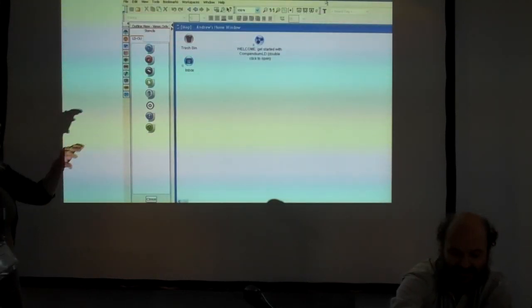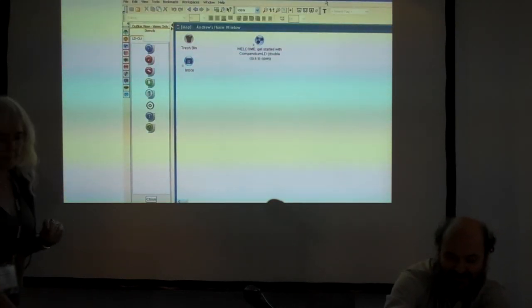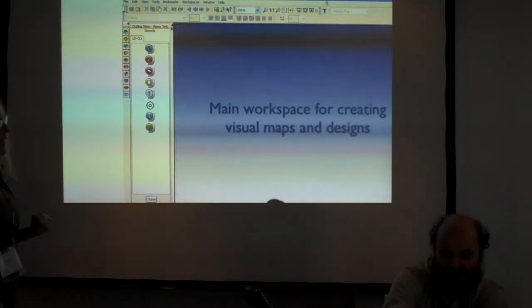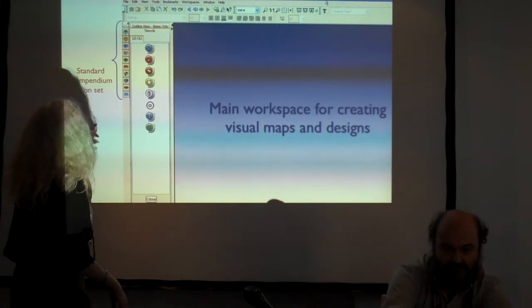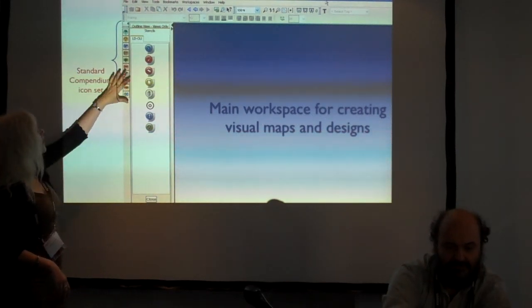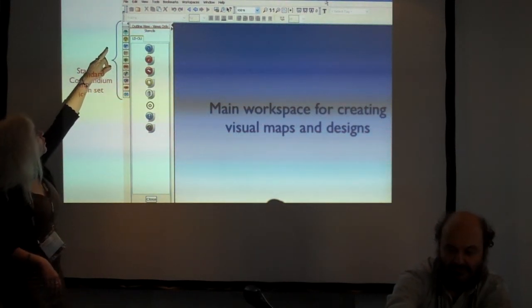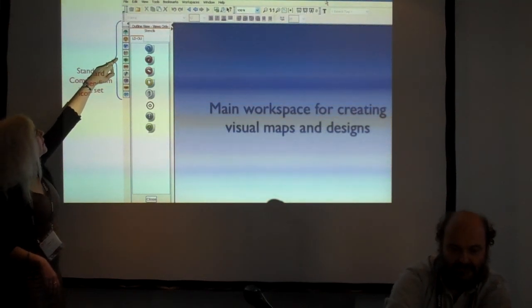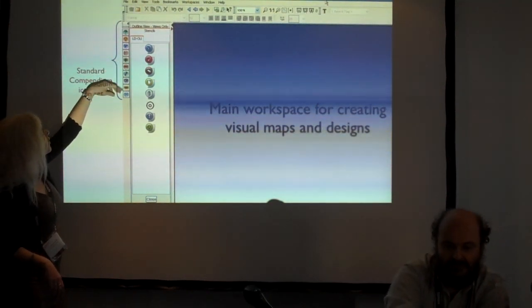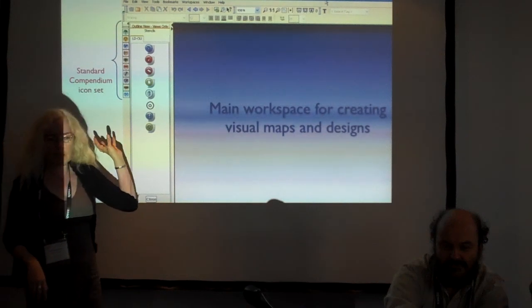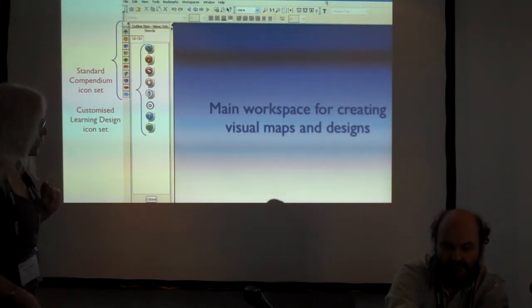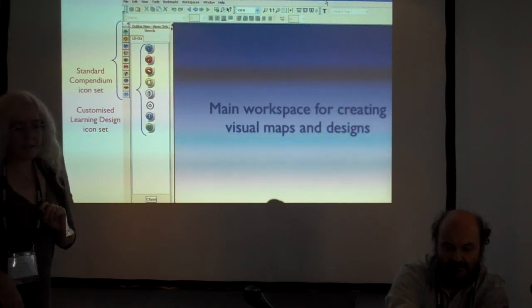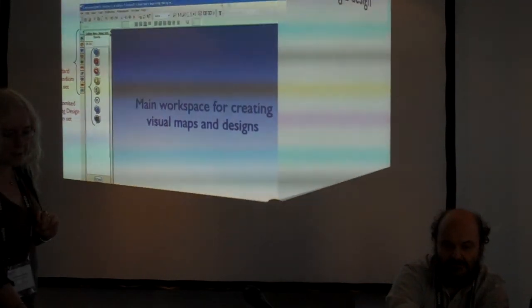So this is what the screen looks like when you go into the space. That's the main workspace, and it's got a set of core icons which come with the standard Compendium tool here. So things like question, idea, lists, positives, negatives, etc. And you can still use those in Compendium LD. But what we developed was a specialised set of icons specifically for learning design. And I'll go through what those are in a second.